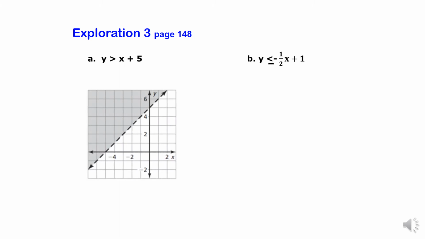So, in the exploration on page 148, it asks you to graph these two equations. So there's the first one. We go to y is 5. My y-intercept is 5. My slope is 1 over 1. So I'm going to go up 1 over 1. And I put a bunch of points, but I noticed that this is going to be a dotted line. So I put that together. And y is greater, so I shade above.